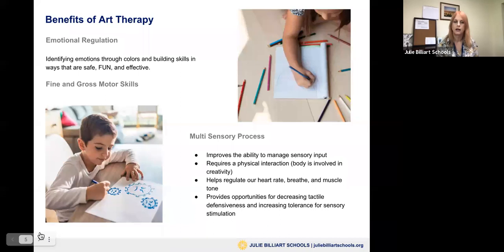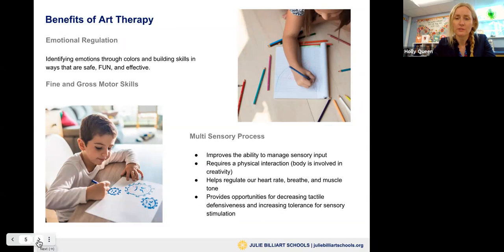The regulation of your heart rate and breath and muscle tone, art therapy is a whole brain process. So I think it's pretty neat that you're using both hemispheres of your brain. And so it helps balance the child's mental state. That's the process and the function of decreasing stress and anxiety. So that is also unique to art therapy versus just verbal talk therapy.